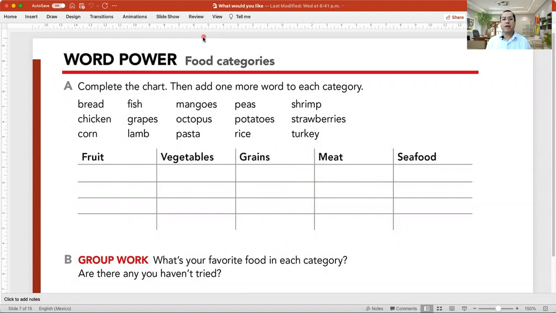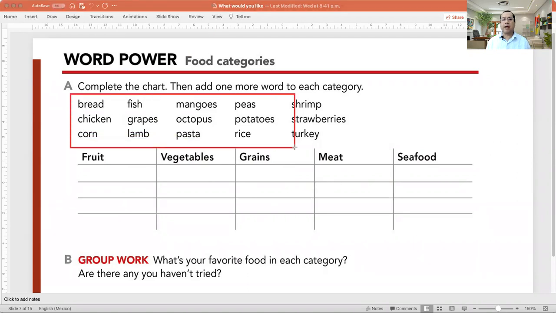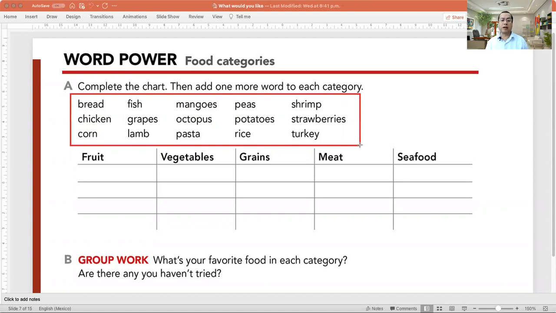So the activity we need to carry out is the following. We need to collocate these words which have to do with food in the correct categories. So let's start with the first one and the meaning of these words in Spanish.